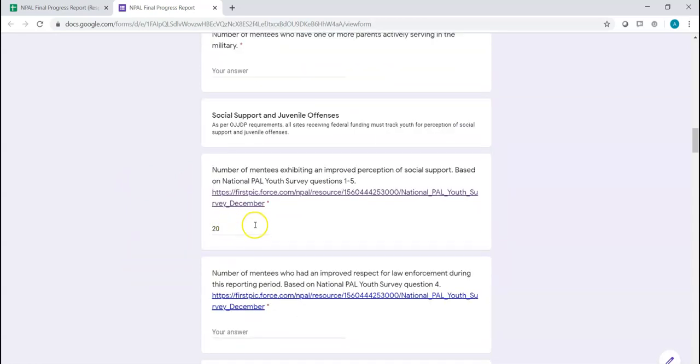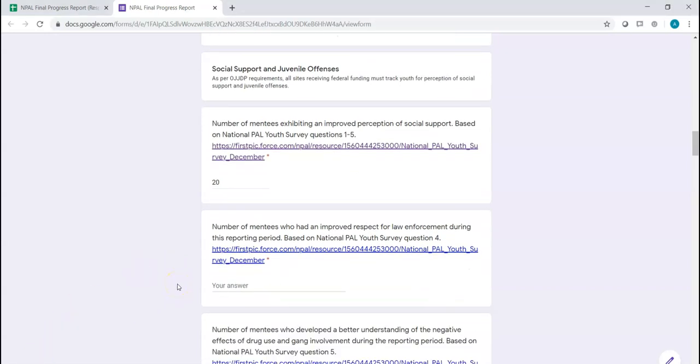And I'm going to say 20 of them met that threshold of answering at least 2 of the 5 questions as yes. This next question asks about improved respect for law enforcement during the reporting period, again based on that same youth survey, and it's specifically question 4.